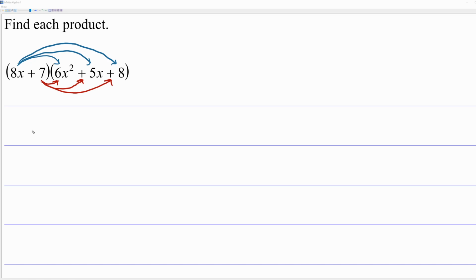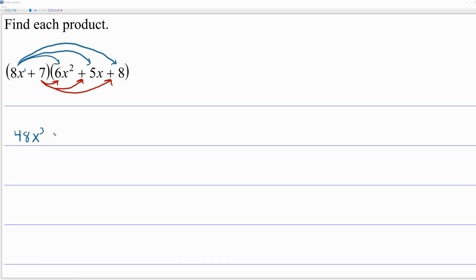So, I'll continue with the color coding. Let's follow the blue arrows at top. We have 8x times 6x squared. My hint to you here is to deal with the numbers and the variables separately. 8 times 6 is 48. X times x squared, we add the exponents, and the exponent is understood to be 1 on 8x. 1 plus 2 is 3, so we have x cubed for 48x cubed. That's the first arrow.